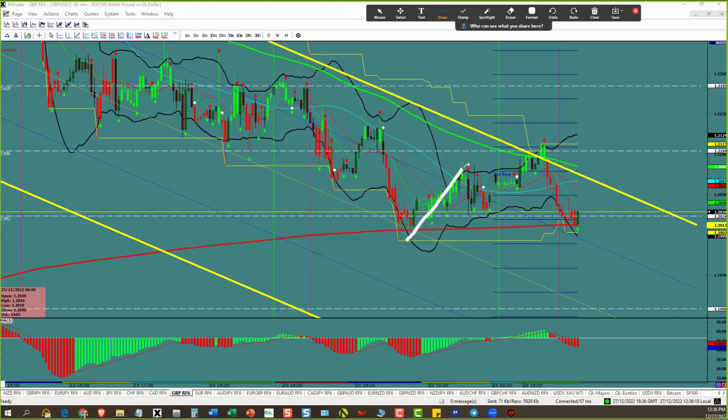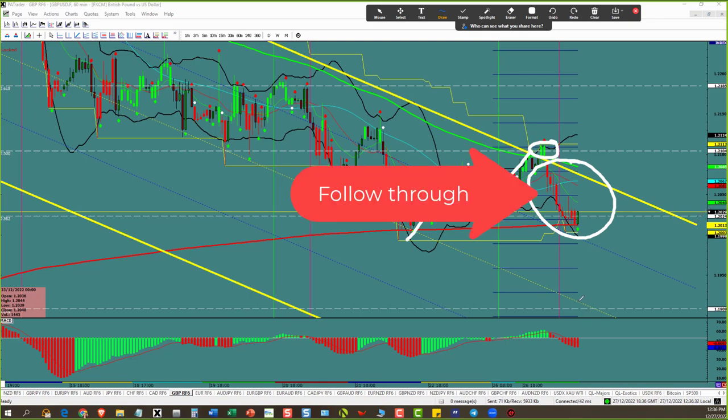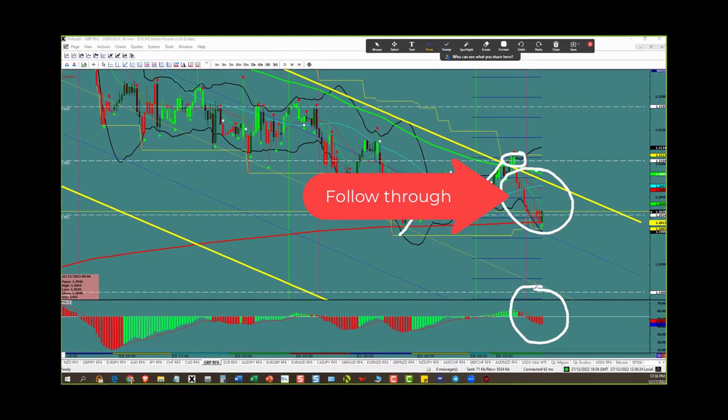We have an A, B, C, which is a continuation pattern, and a close and reverse, which means the bankers got out of their buy and immediately into the sell, and you can see the bears have had control over it. MACD has already turned to the downside.